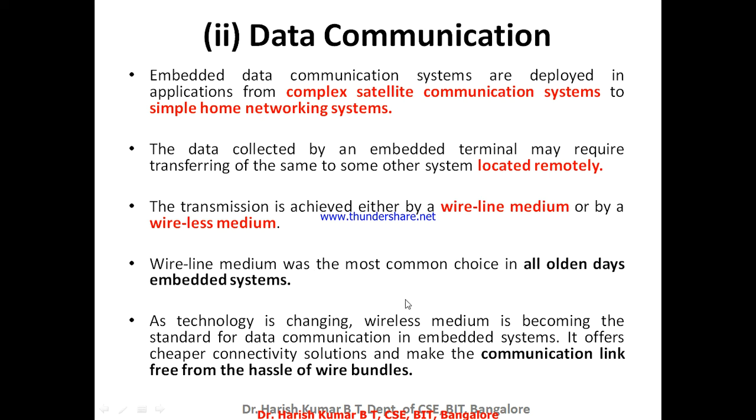In the olden days, the majority of the communication within embedded systems used to happen through the wired line medium, but with the advent of technology, the majority of the communication with respect to embedded systems is now happening through wireless medium. Because wireless medium has many advantages: it is easy to manage, and it makes the communication link free from the hassles of wire bundles.